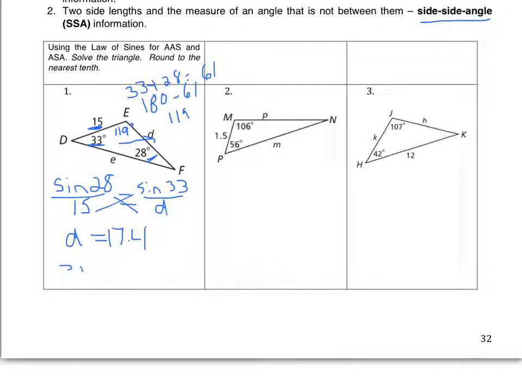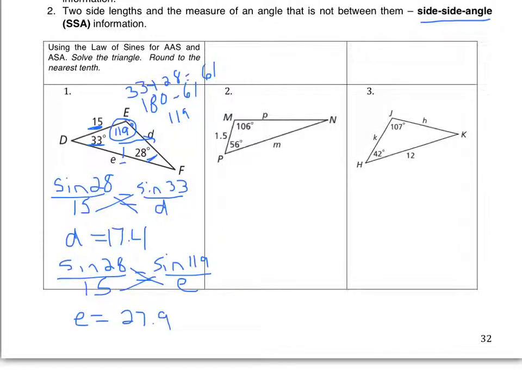Then I can do the same thing. If I take sine of 28 over 15 equals sine of, I found this is 119, over its side, which is E, and then I can crisscross and solve, and I have E equals 27.9. Go ahead, try number 2, pause the video, and come back.